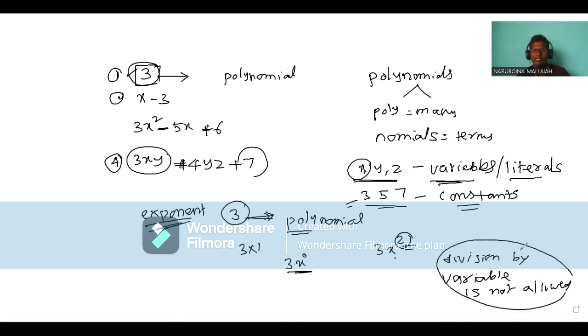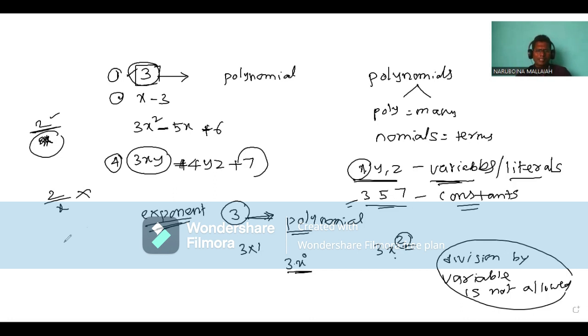I will make it clear by taking some examples. Suppose here 2 by x is present. See, this is a number. In the denominator we have x. That means we are dividing by x. So this is not allowed. This is not considered a polynomial. 2 by x is not a polynomial.